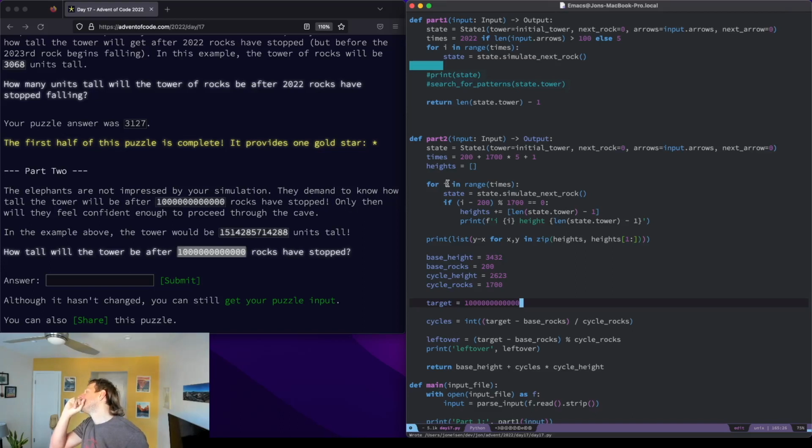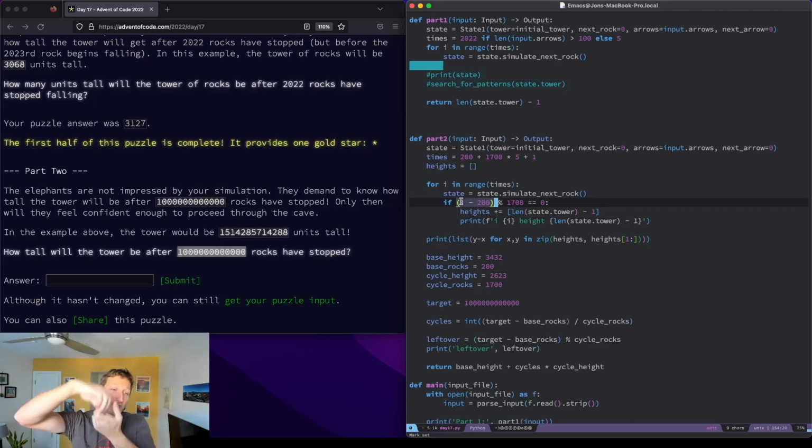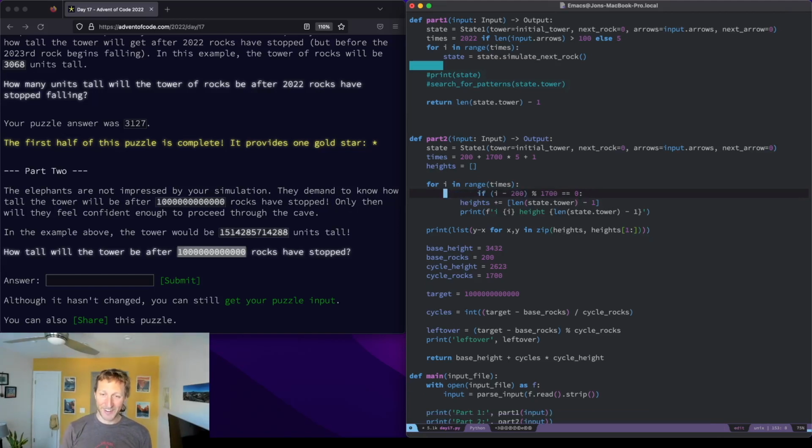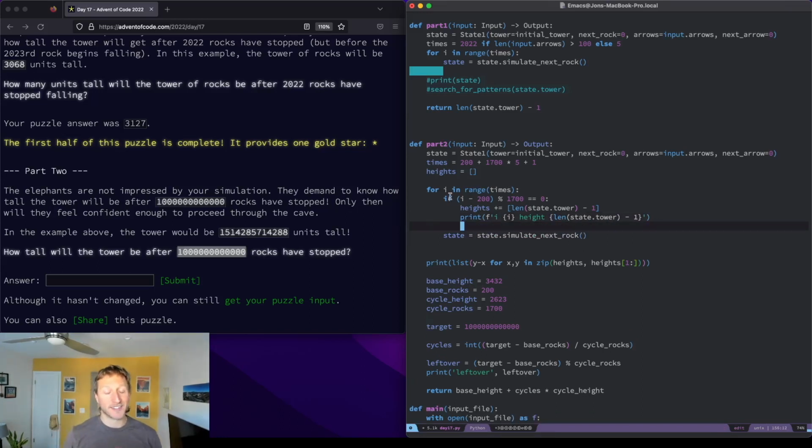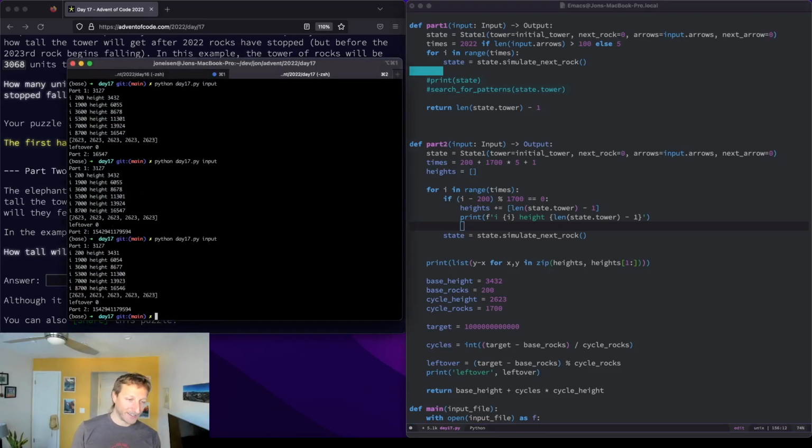Oh, jeez. Okay. We've got to calculate over. We're off by exactly 1 rock, because we checked when I is 200, but that's after the 201st rock falls. So I'm just going to move this to before, to run the state afterwards. So now we're off by 1 in the correct area. Let's rerun it.